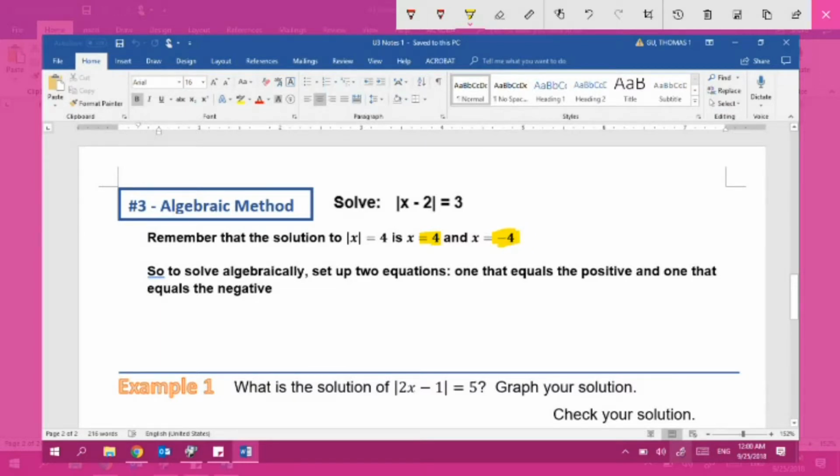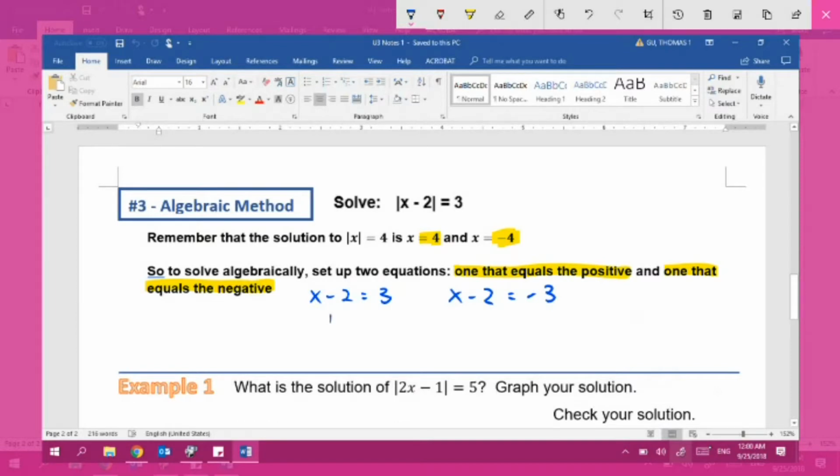So if we want to solve an equation algebraically, all we have to do is set up two equations, one that equals the positive and one that equals the negative. If you're confused about what that means, watch this. We're going to take the absolute value of x minus 2 equals 3, right? We're going to remove the absolute value bars, and we're just going to make two equations, one equaling the positive, so like this, x minus 2 equals 3, and one equaling the negative, x minus 2 equals negative 3. And then we just solve from here.